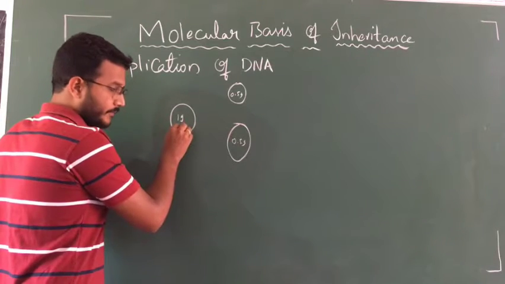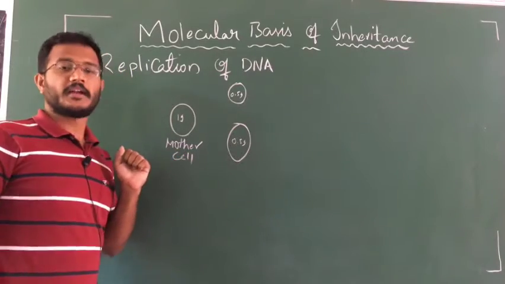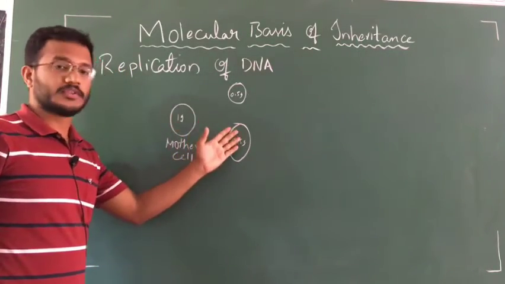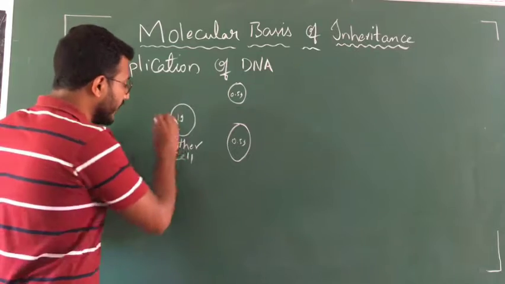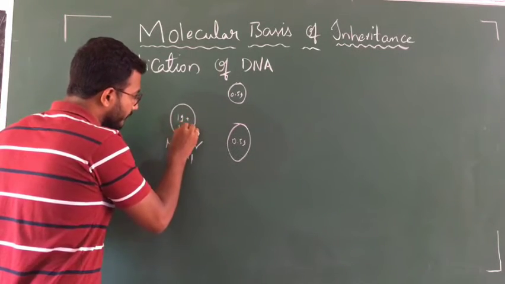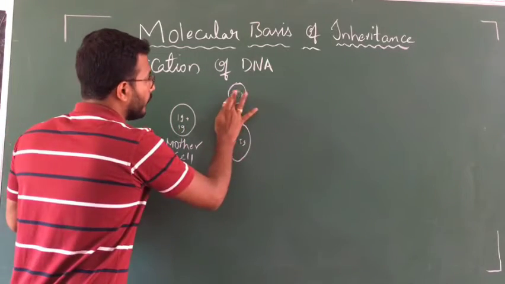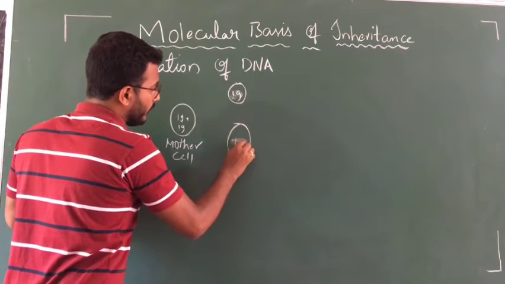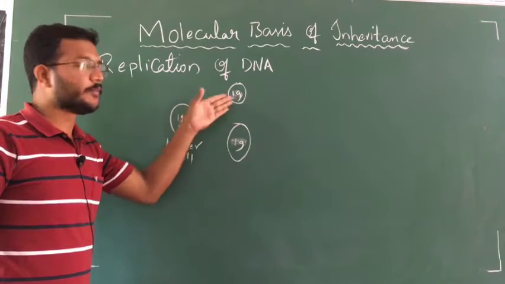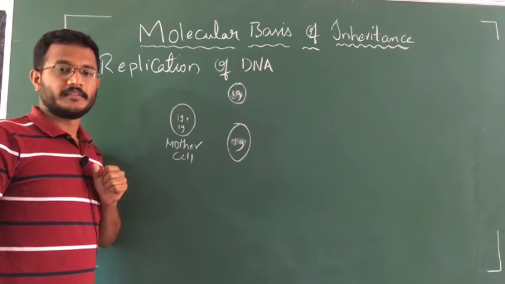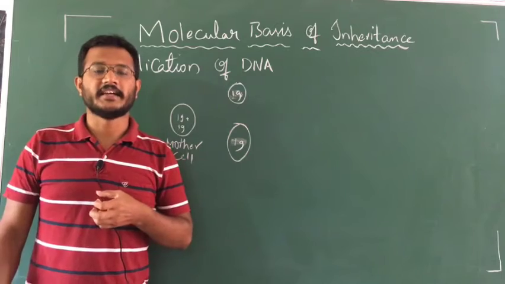The mother cell, before the cell division, you know that cell division process. Before the cell division process, it will replicate its genetic material. That means it will make another copy, the same copy, and it will now give 1 copy of 1 gram and 1 copy of 1 gram. Understanding? So the amount of DNA is the same in the offspring cells also. This is the best feature of DNA. That's why nature has chosen DNA as a genetic material.